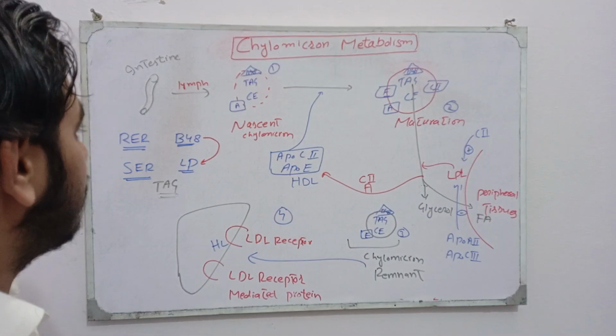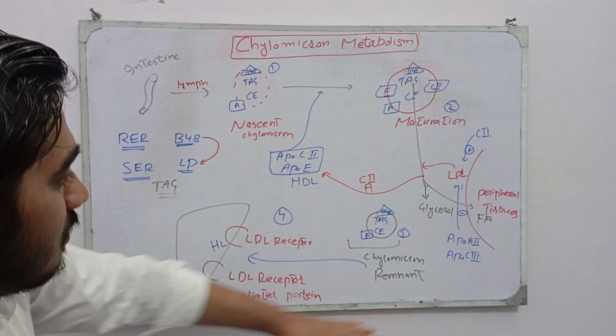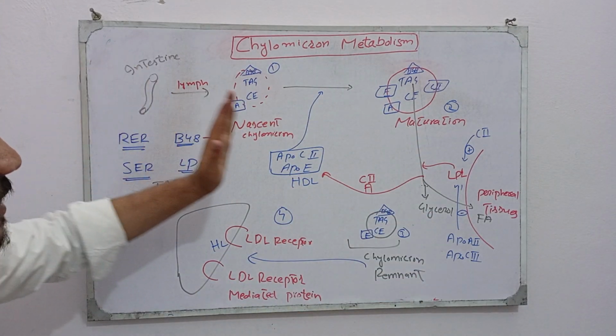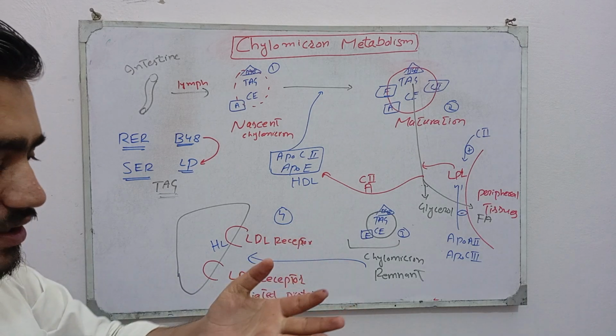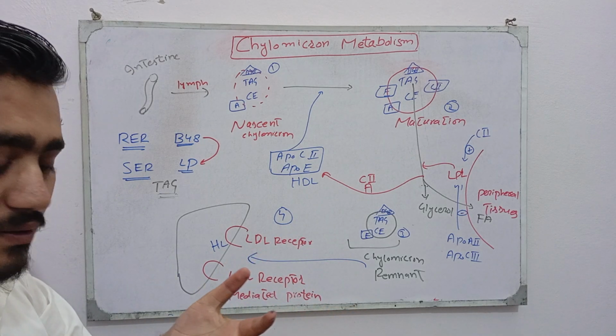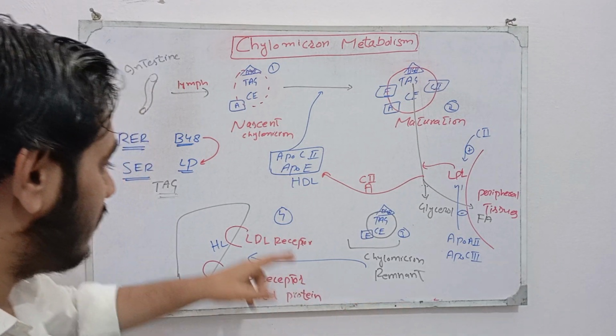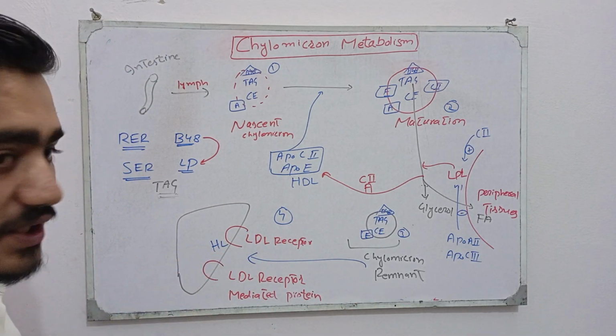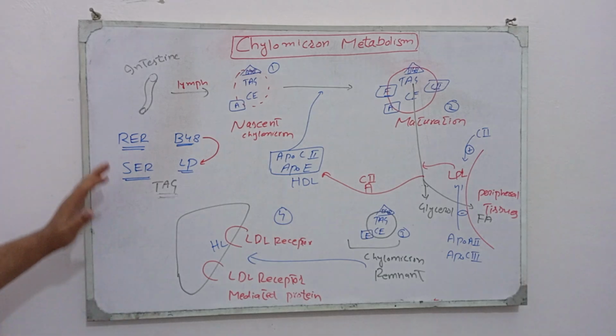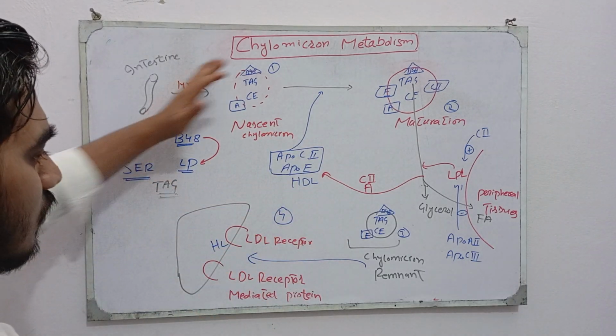So students, this is all about chylomicron metabolism. Four steps are there: nascent chylomicron formation, mature chylomicron formation, third one is chylomicron remnant formation, and fourth one is uptake by liver. This is all about the chylomicron metabolism.